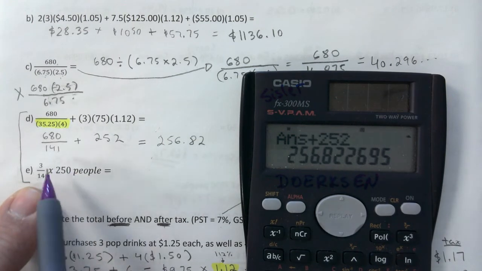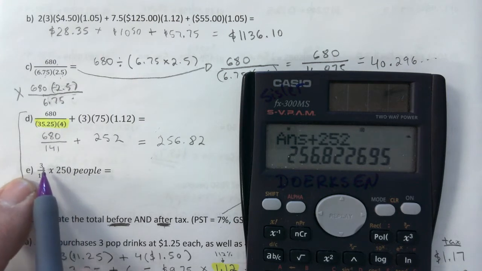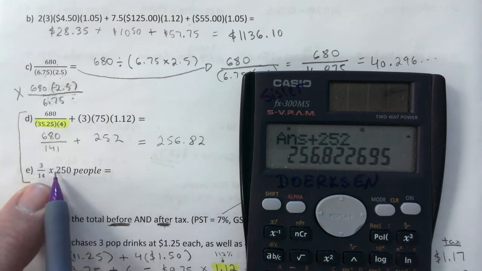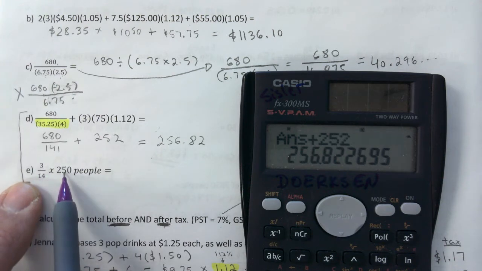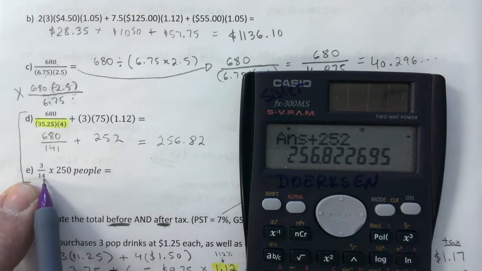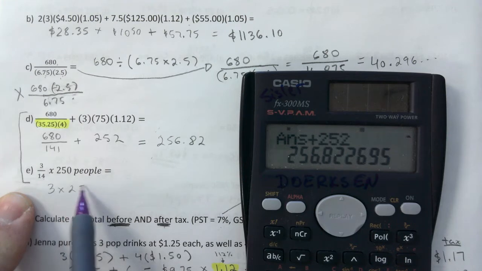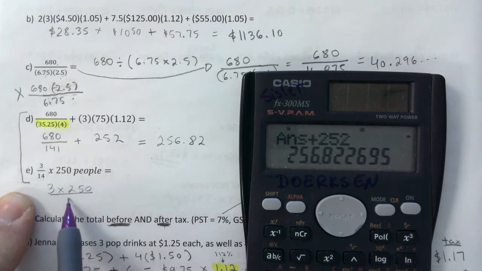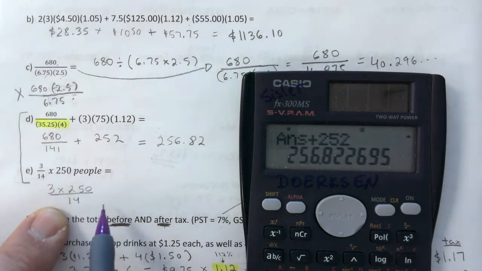Something like this, whenever you see a fraction like that, it's kind of scary, okay? But it is really just top number times and then divide. I always go 3 times 250 divided by 14. It is essentially this. Okay, when you get something like that, turn it into this. Okay.